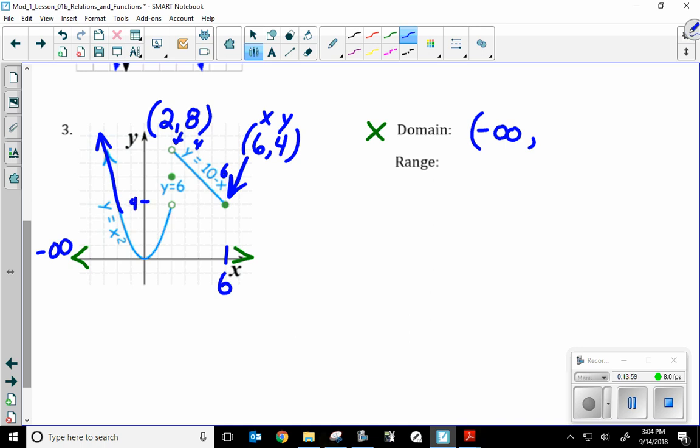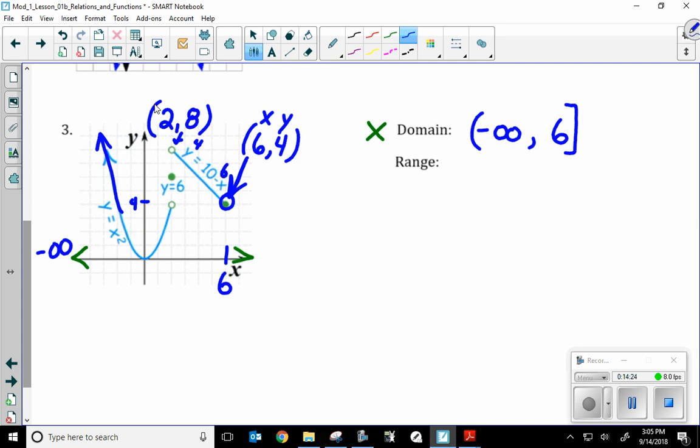Right? So how far right does it go? It goes to 6. Okay? So it goes from negative infinity all the way to 6. And it includes 6 because my dot is filled in. If that point had not been filled in, then I would use a parenthesis. But since the dot is filled in, it includes the number 6. So I use the hard bracket, or the square bracket.